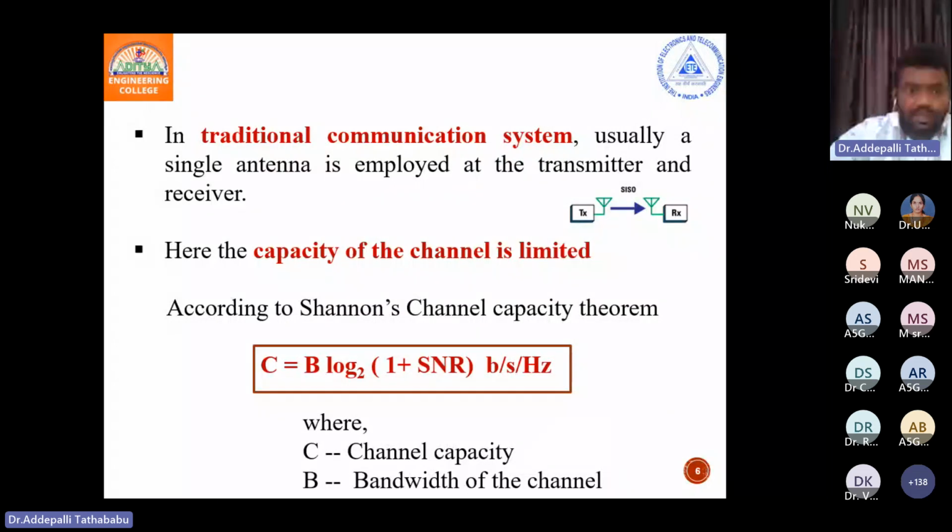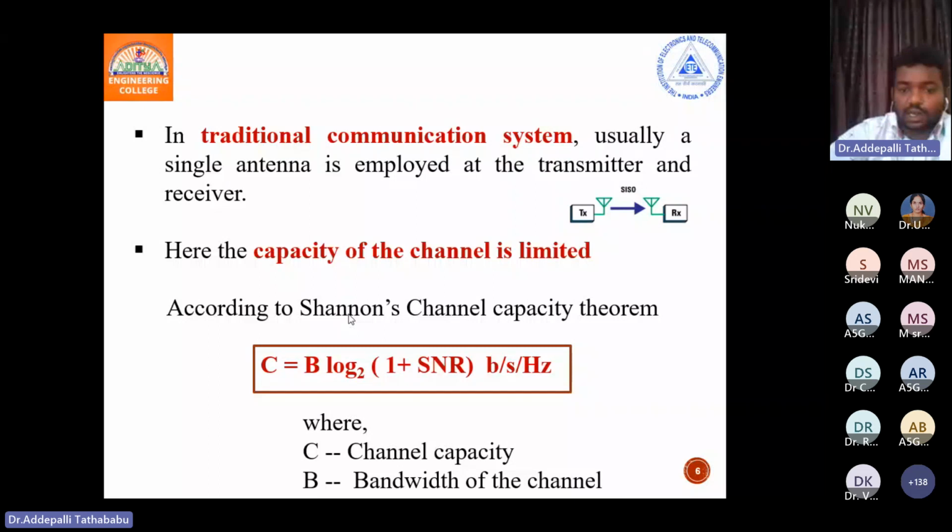Next slide. In a traditional communication system, usually we are using a single antenna at the transmitting end and a single antenna at the receiving end. So here this is the single antenna, and this is the single antenna at the output side. This is a single input, single output system. Here the capacity of the channel is very limited because only one antenna is here.